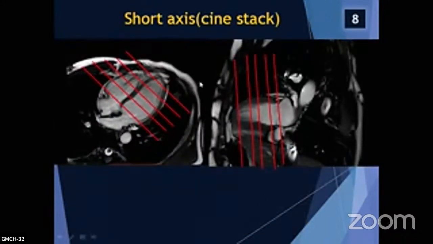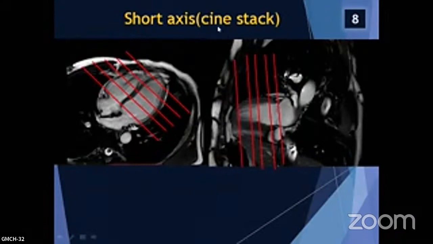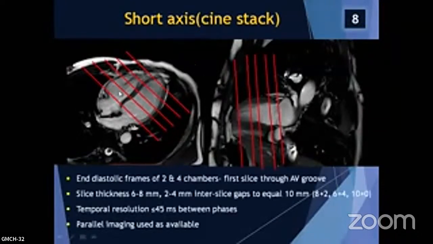Once you get this, then we evaluate function and take volumes of the LV on the cine short axis stack. Till now, we were taking only one slice, whether it was HLA, VLA, or 3-chamber. Now we are taking the stack of short axis that will come from base to apex. Typically, it is between 15 to 18 slices, depending on the heart size. This goes parallel to the LV septum and is planned on the HLA and the VLA views.